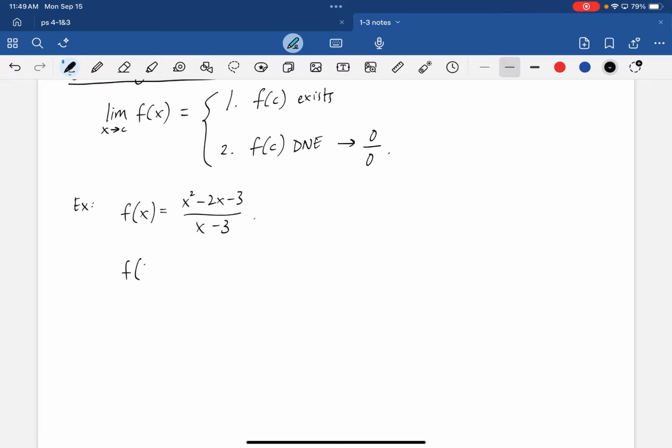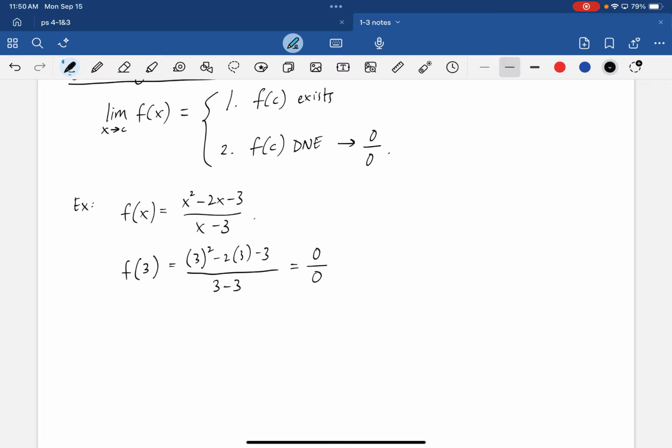let's say we tried to evaluate f of 3. What would the numerator be equal to? 0, very good. That's because 3 squared minus 6 minus 3 is 0. So the numerator is 3 squared minus 2 times 3 minus 3, which is equal to 0. Now how about the bottom? What is that equal to? Also 0, very good. So this is going to be equal to 0 over 0.